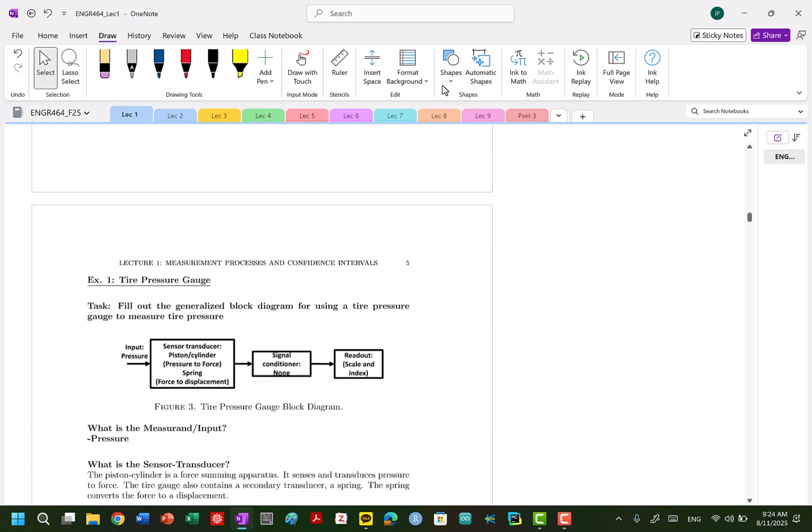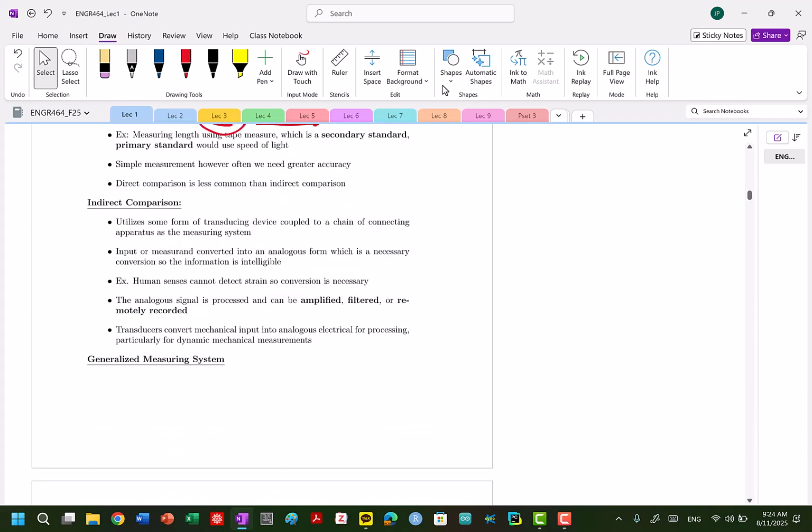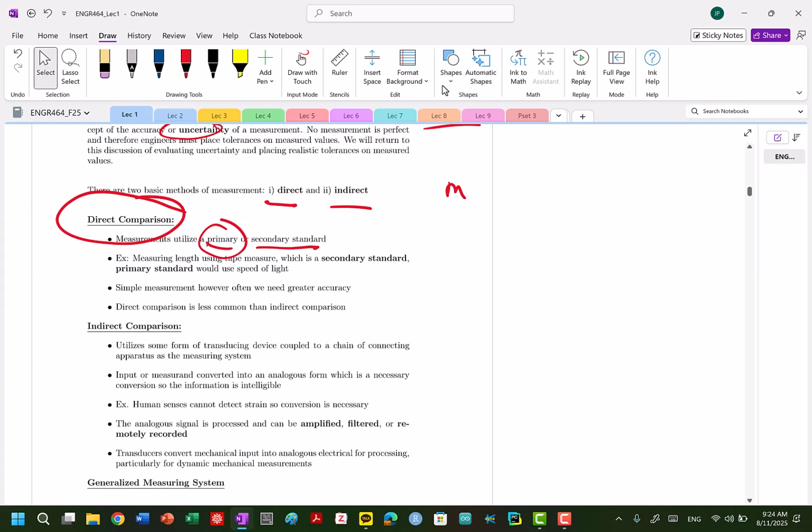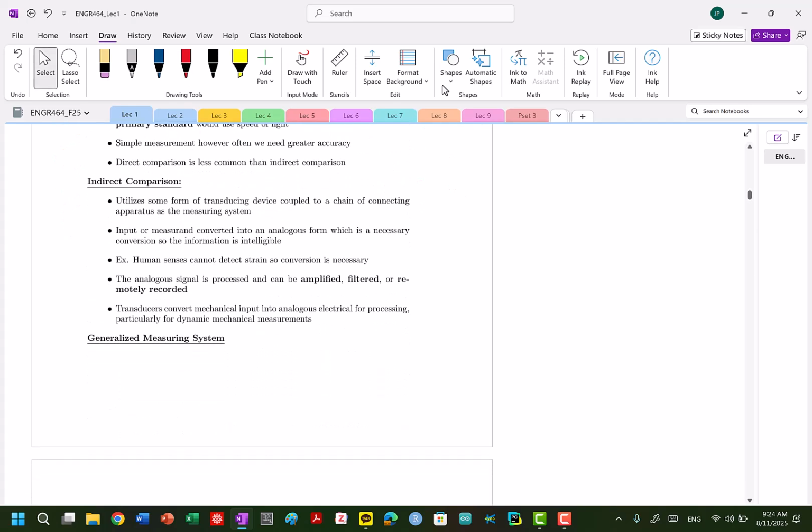Typically when you're doing a direct measurement, you are going to be measuring against a secondary standard. So basically a ruler. If I'm measuring length, this is a secondary standard, a simple measurement. You will really never be doing this. We're measuring things that are so small, with such tiny changes. Instead, you're going to be using an indirect comparison.